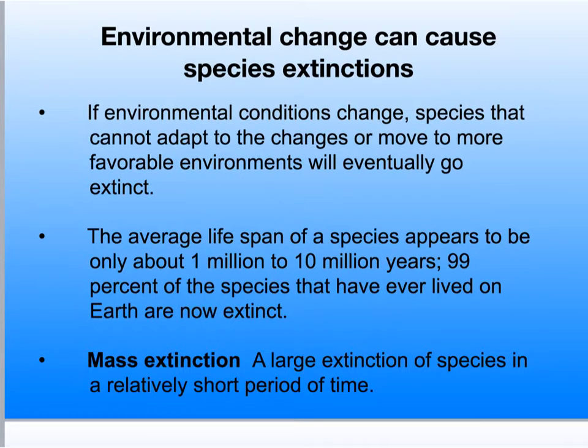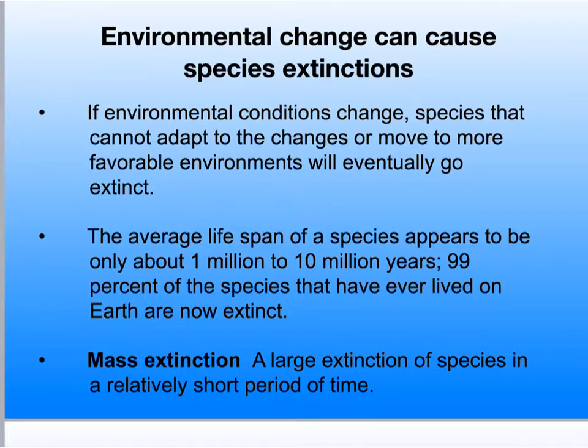Environmental change can cause species to go extinct. So if the conditions change and species cannot adapt to this change or move to other favorable conditions, they'll go extinct. The average lifespan of a species appears to be about 1 million years, give or take, up to like 10 million. And 99% of species that have ever even lived on the planet are now gone.